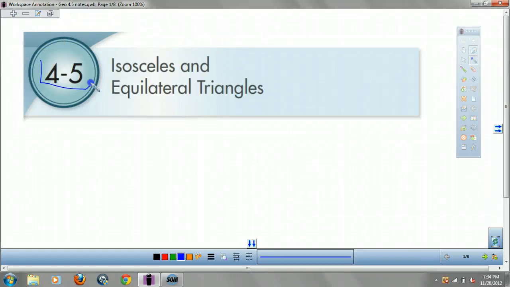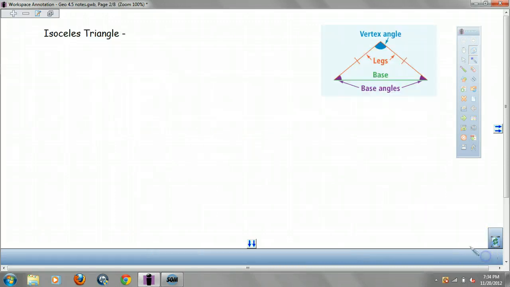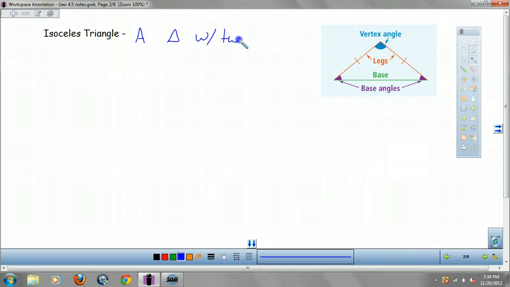Today we are going to talk about 4.5, isosceles and equilateral triangles. Now, why did I put these on different pages of the world? I never know. Okay, an isosceles triangle is, well, what is it? It's a triangle with two congruent sides. That's all this. Isosceles triangle with two congruent sides.